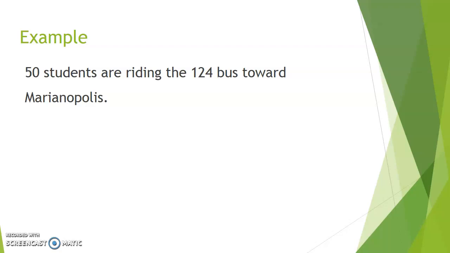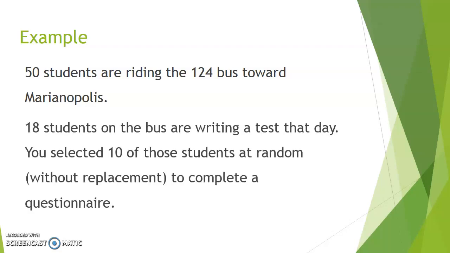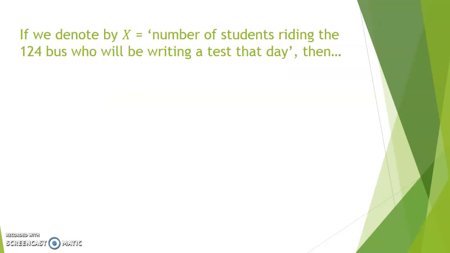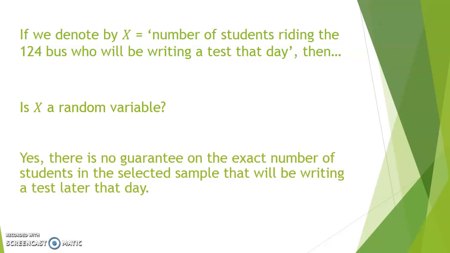For example, 50 students who are riding the 124 bus to Marinopolis. Let's assume 18 of those students are writing a test on that day, which means 32 are not. You select 10 students at random from this group without replacement to complete a questionnaire. If we denote by X the number of students riding the 124 bus who will be writing a test that day, then X is definitely a random variable. Within the 10 that you select, perhaps none of them will be writing tests, and perhaps all 10 will be writing a test that day.